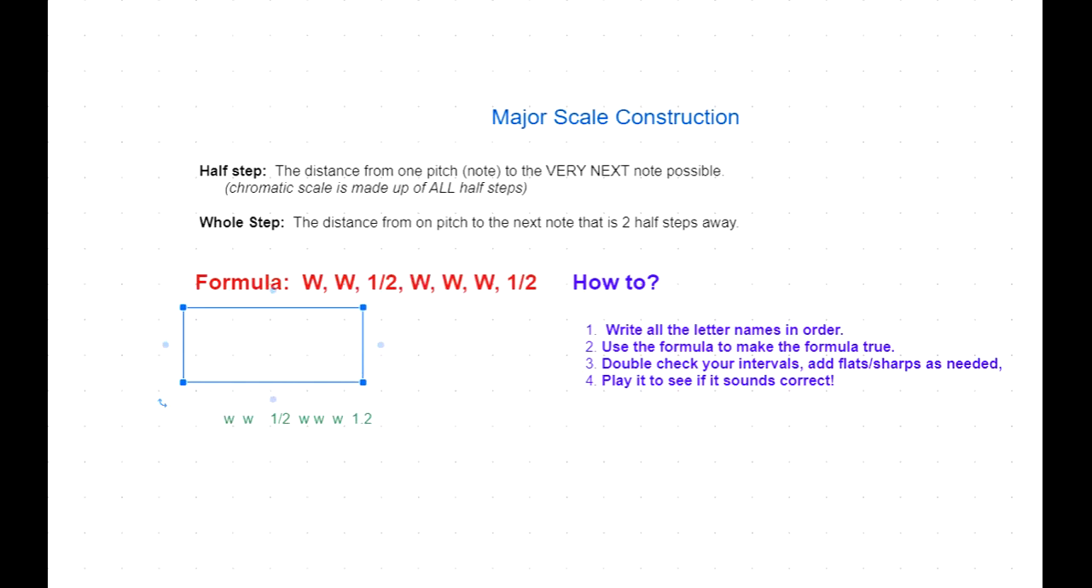Okay, so we could double check it. We have whole, whole, half, whole, whole, whole, half. That is what the formula says. We're good. We don't have to add any more flats or sharps because we've already done it correctly. If I played it on an instrument and I played everything I wrote there, it would sound like a major scale because it is. So you're done.